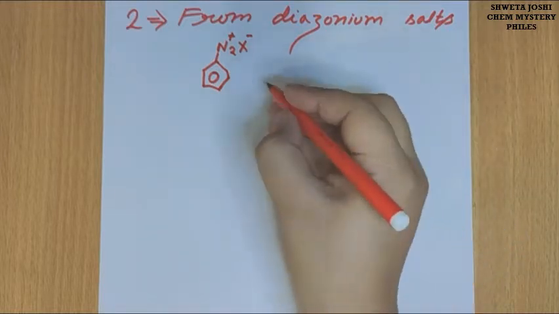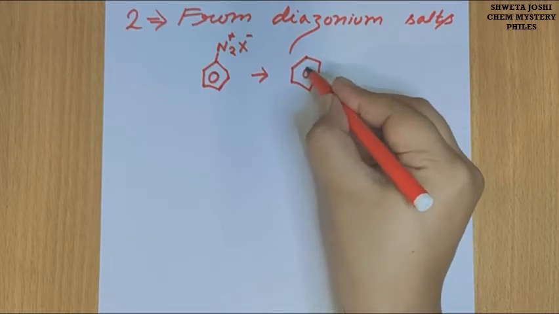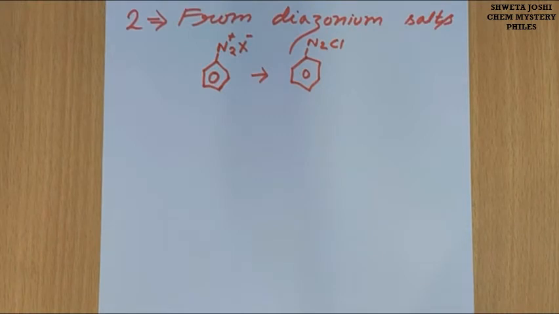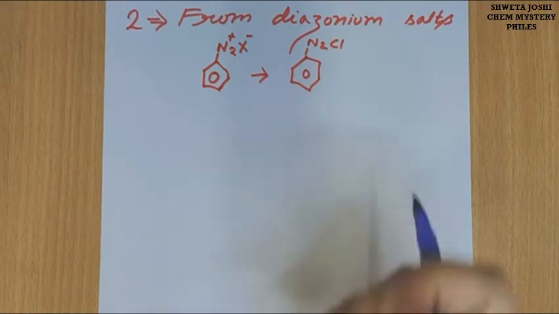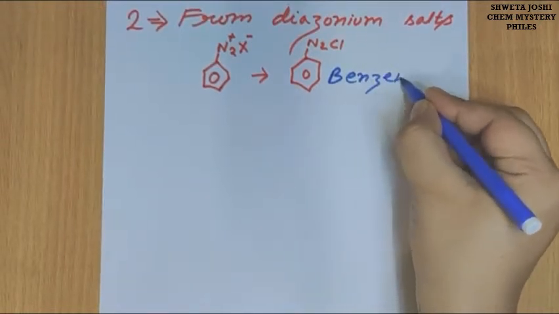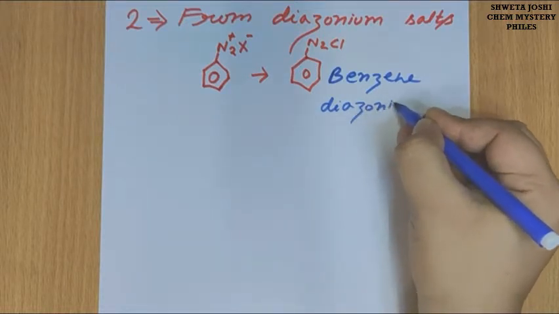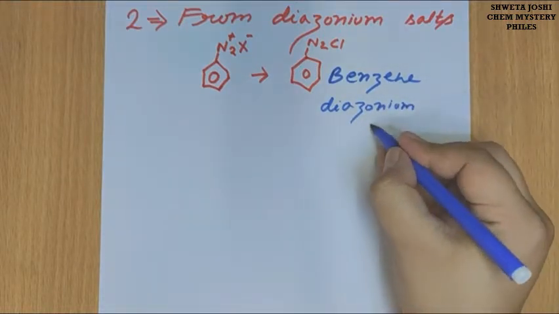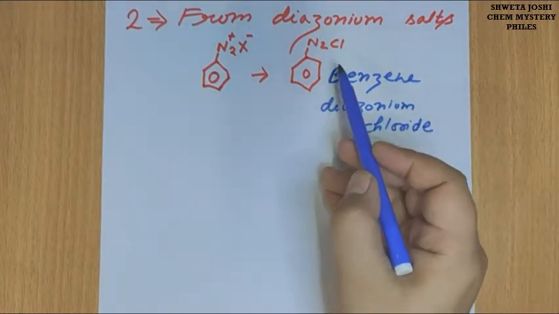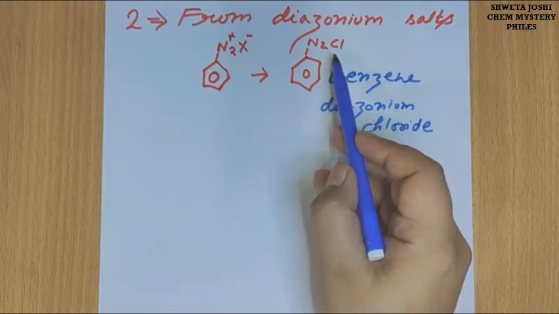Suppose you have a Cl group attached here. Suppose you have a benzene ring with N2Cl. The name of this compound is benzene diazonium chloride. If in place of Cl you have a Br group, in that case it will be benzene diazonium bromide.